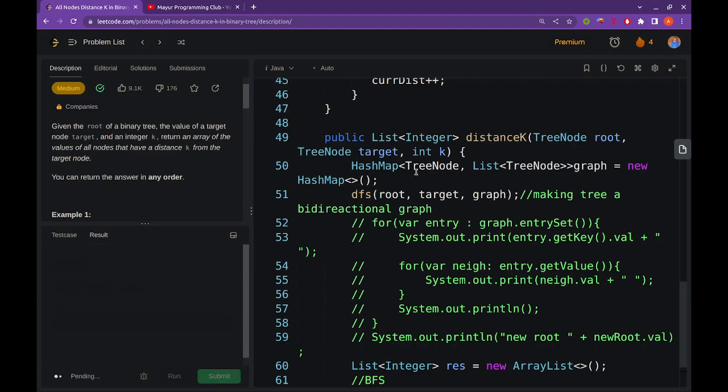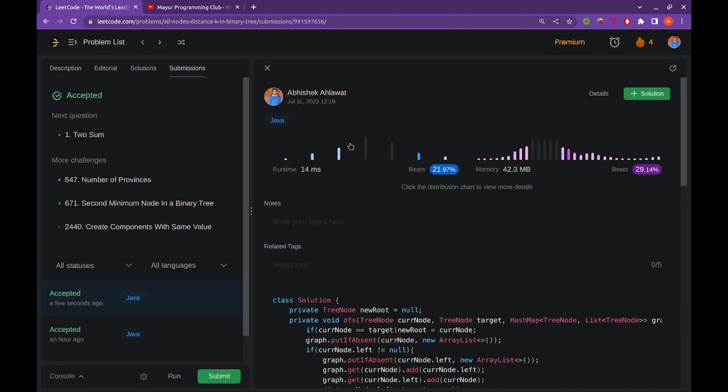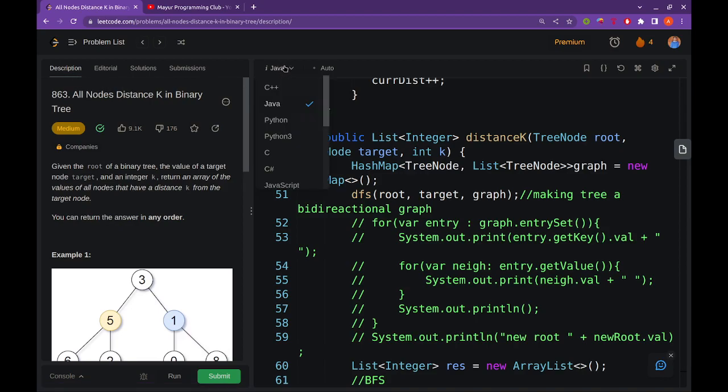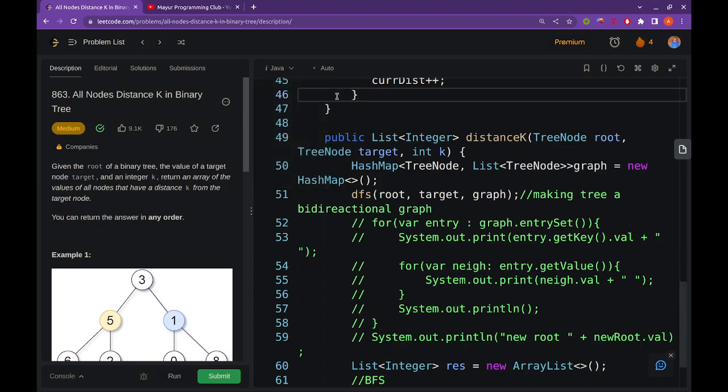So you can see the solution is getting accepted. The code is available in both languages, C++ and Java, and it would be available on the GitHub repository, same as before.